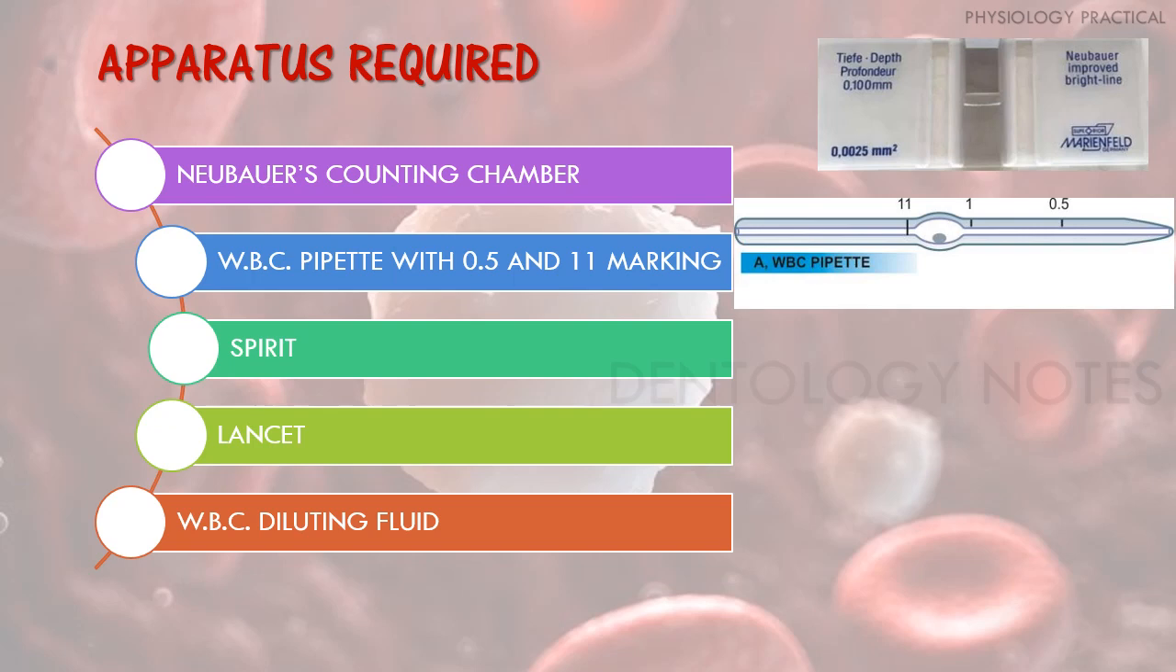Apparatus required: Neubauer's counting chamber, WBC pipette with 0.5 and 11 markings, spirit, lancet, and WBC diluting fluid.